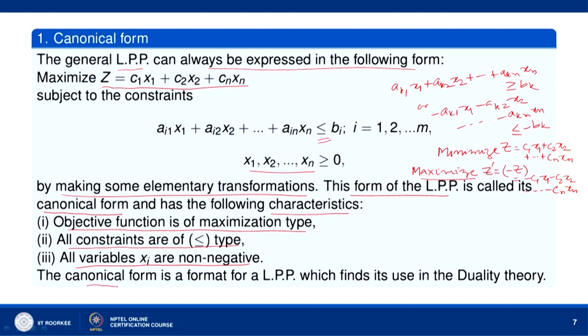The canonical form is a format for an LPP which will find its use in the duality theory. When we consider duality theory, we will see that this form of LPP, which is called the canonical form of LPP, is a format for the duality theory.